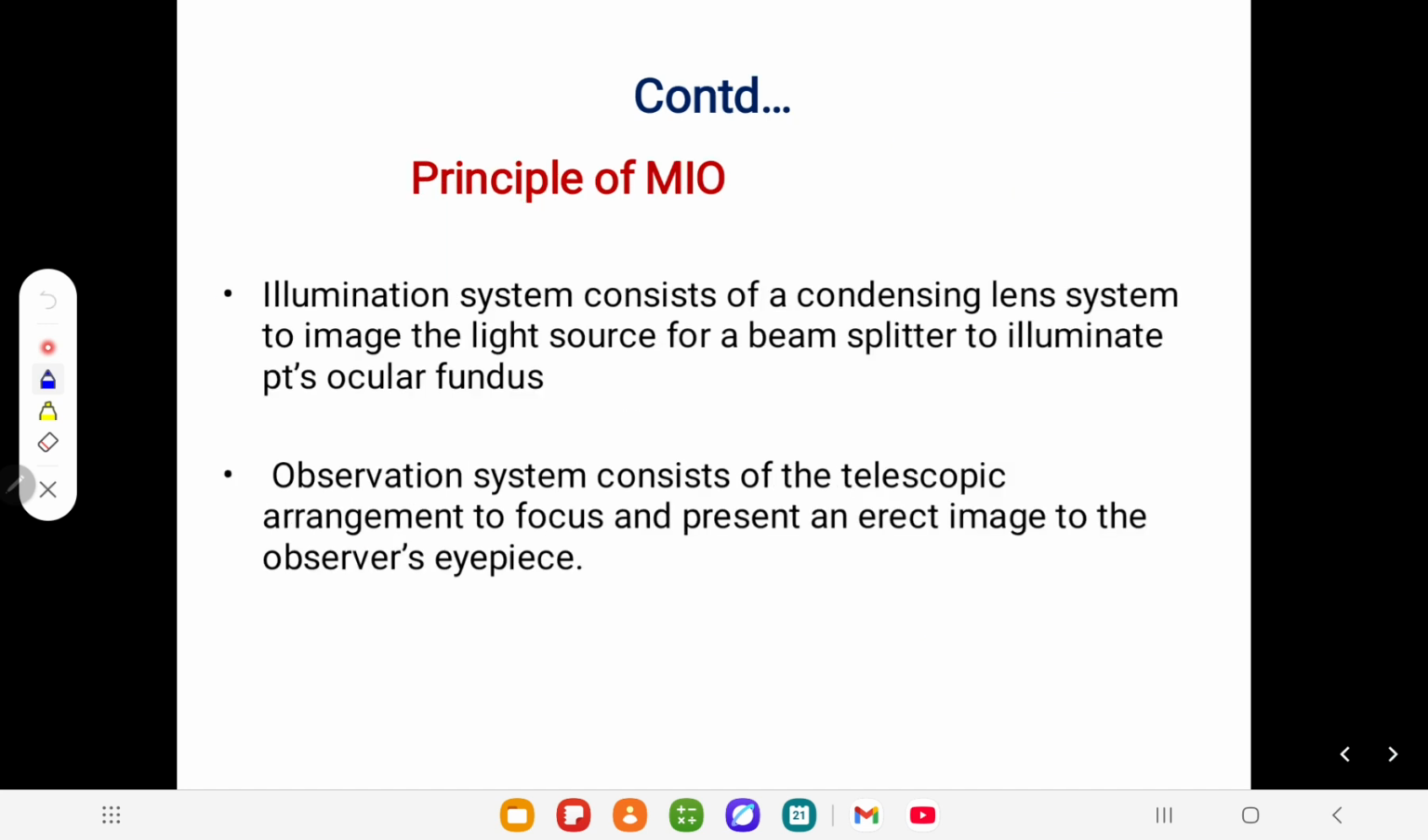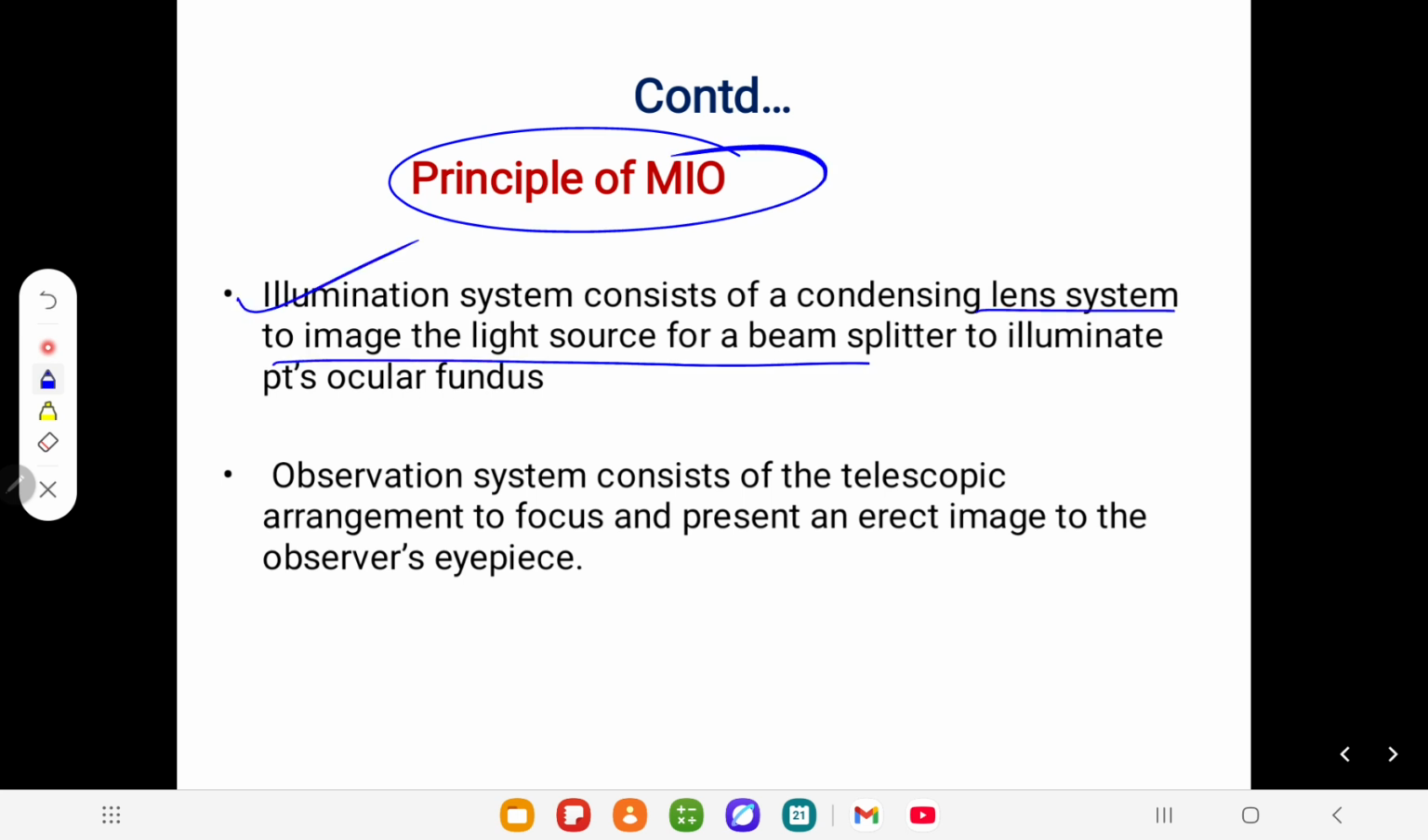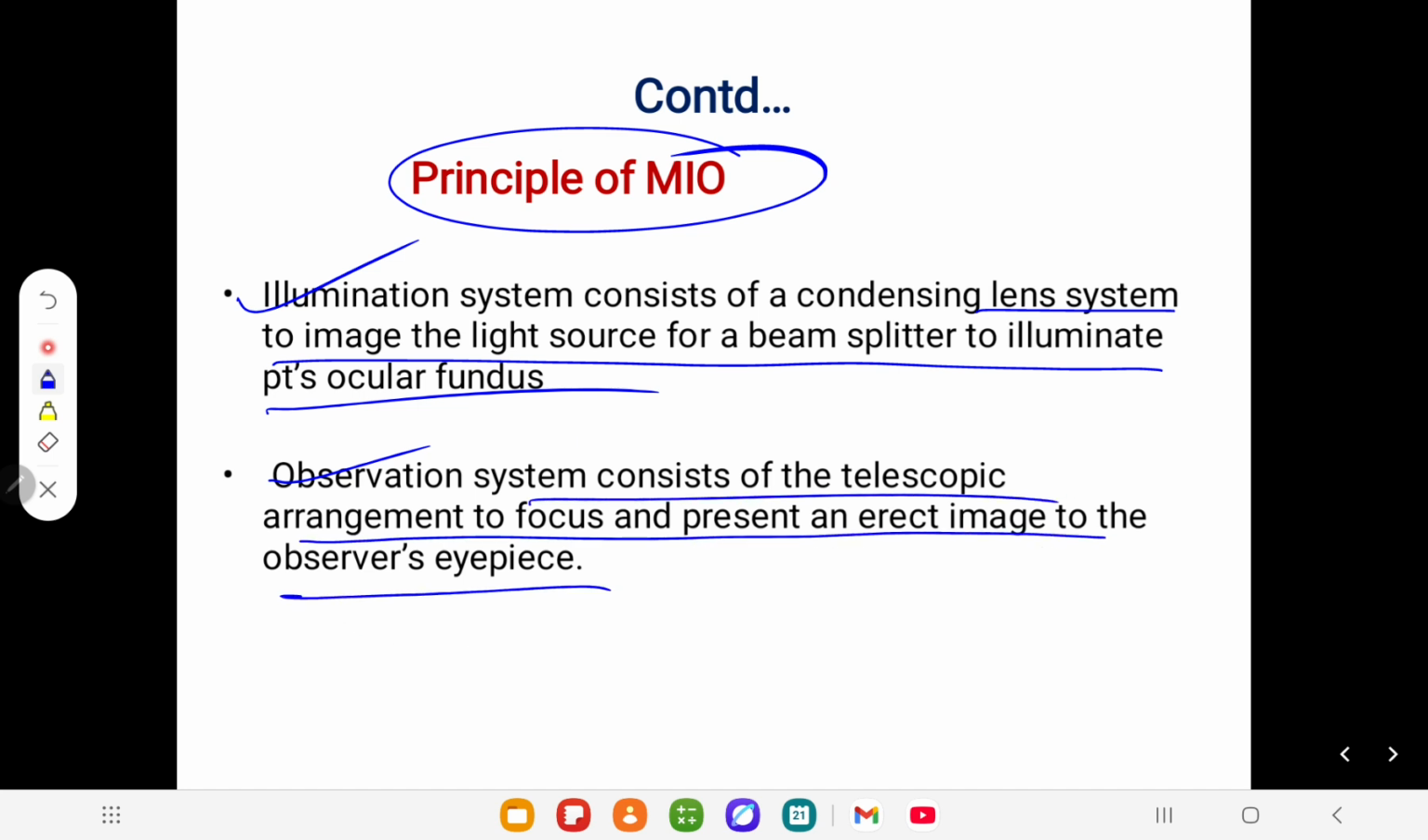So, the principle of monocular indirect ophthalmoscopy. The illuminating system consists of a condensing lens system and an image source in the beam splitter, and the patient ocular observation system consists of a telescopic engine, focus, and observation eyepiece. Okay, this is very simple. It's always there, isn't it?